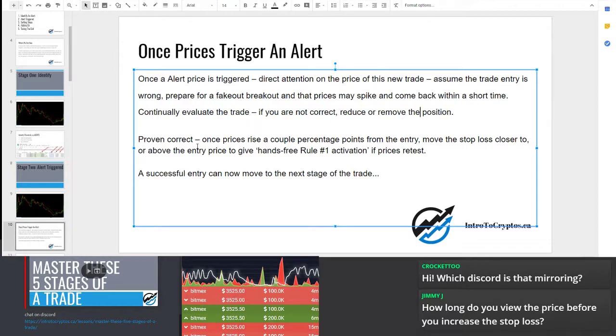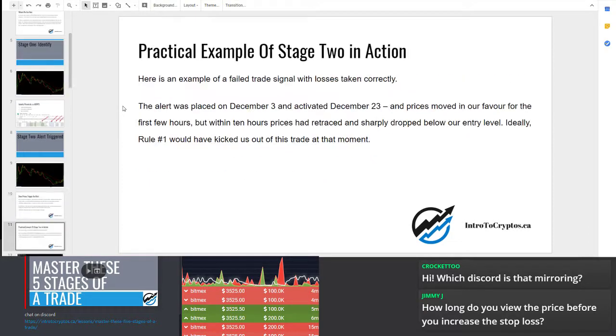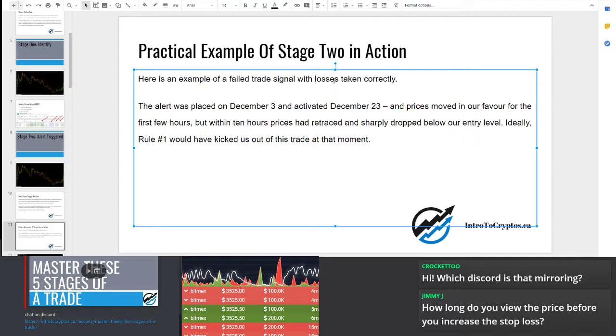So hopefully that helps. How long do I view price before I increase the stop loss? We'll go over more about increasing the stop losses in a second, because there's a couple different strategies for it. So here's a practical example of stage 2 in action. Here is an example of a failed trading signal with losses taken correctly.